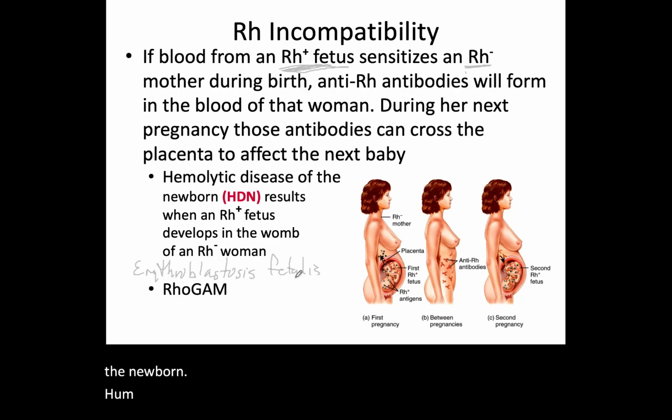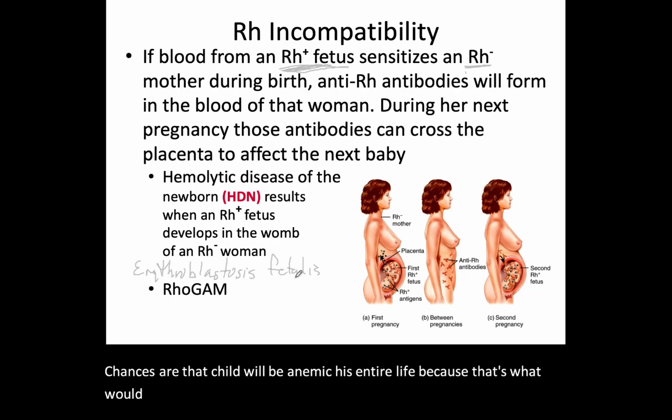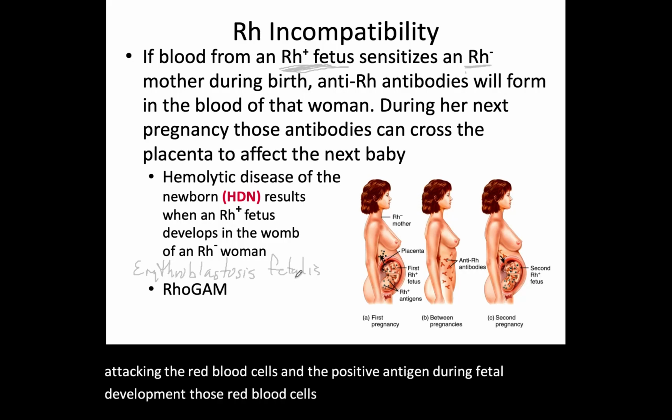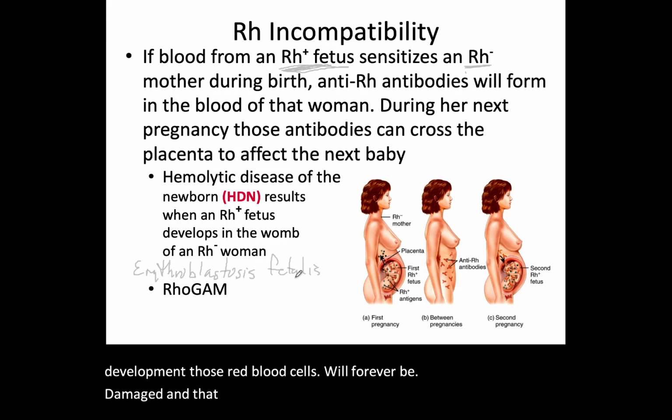Chances are that child will be anemic his entire life, because that's what would happen. Because of the antibodies, the positive antibodies attacking the red blood cells and the positive antigen during fetal development, those red blood cells will forever be damaged, and that child will more than likely be anemic for their entire life.